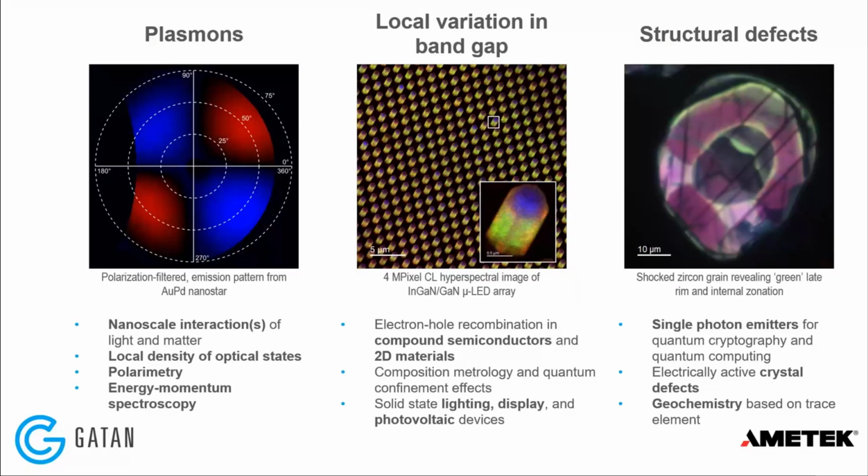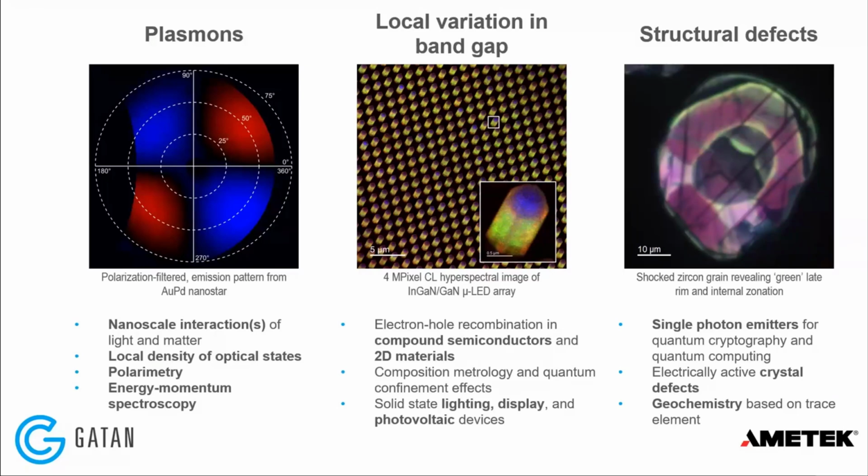And if we think about metals, noble metals in particular, then we start thinking about plasmon effects that give rise to decays that emit at optical frequencies. And here we can really start to study things like the interaction of light and matter at the nanoscale and reveal the local density of optical states, for example, or characterize it in terms of an energy momentum spectroscopy. So a very powerful tool at looking at the optical properties of particularly metallic nanoparticles or structured materials at the nanoscale.